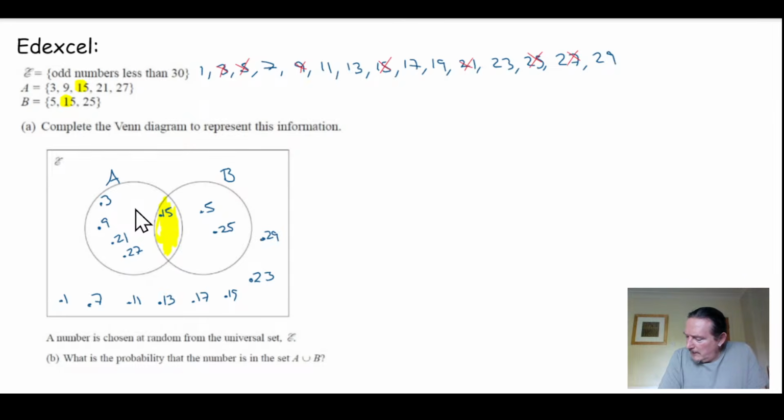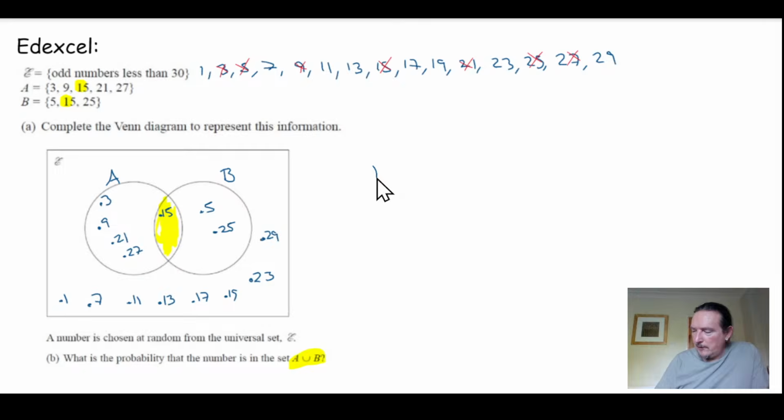Right, so then a number is chosen at random from the universal set. What's the probability that the number in the set is A union B? Now, if you're doing OCR, you don't do these. OCR don't bother with teaching set notation. They're not really big into notation in the OCR. That is equivalent to A or B.